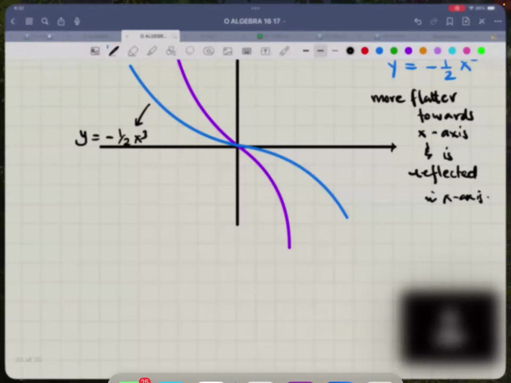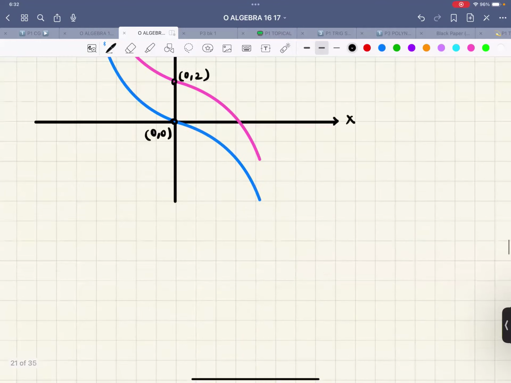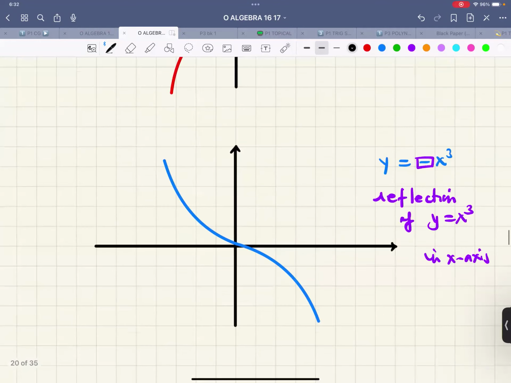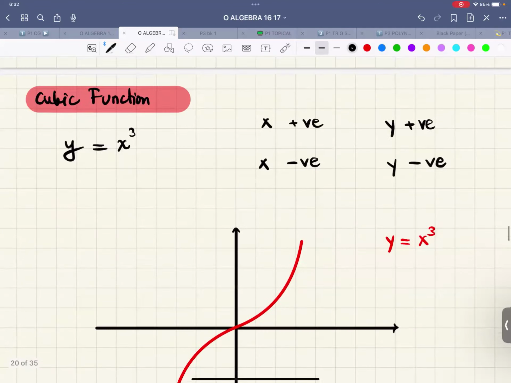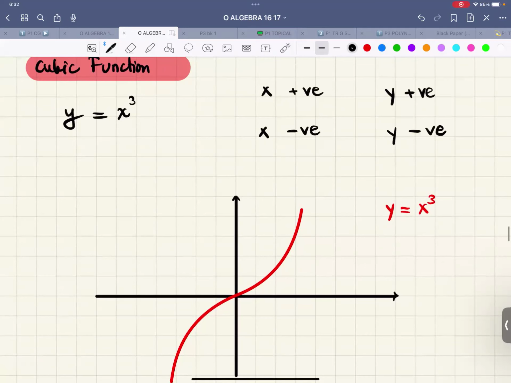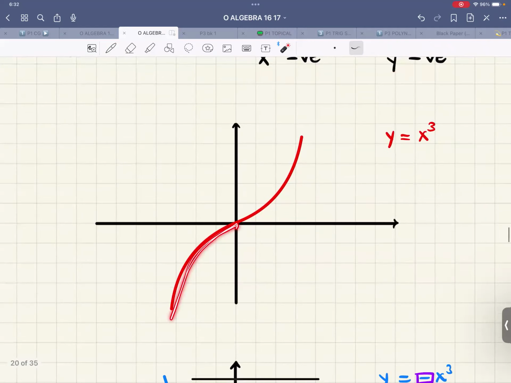So now people, it's time to recap what we have done so far. I know sketching is not the easiest of things that people come across, but don't worry, we will get over this very soon. The original, the OG, is y is equals to x cube. If x is positive, y is positive. That is why it's drawn over here. When x is negative, y is negative. That's why it's drawn over here.